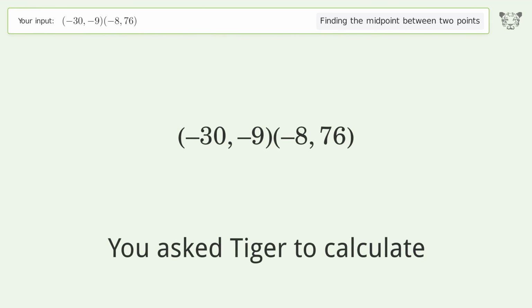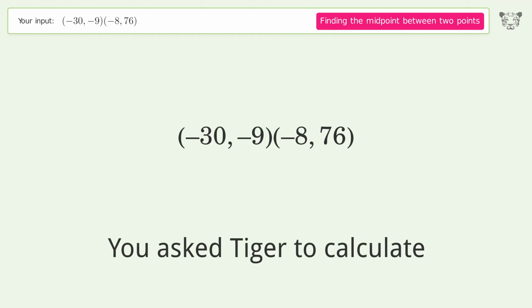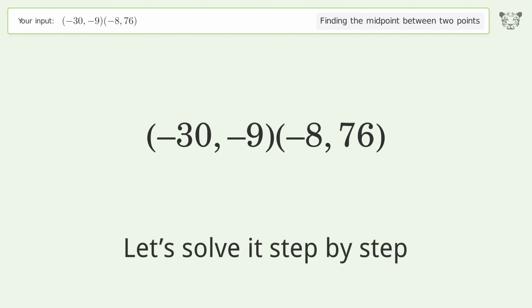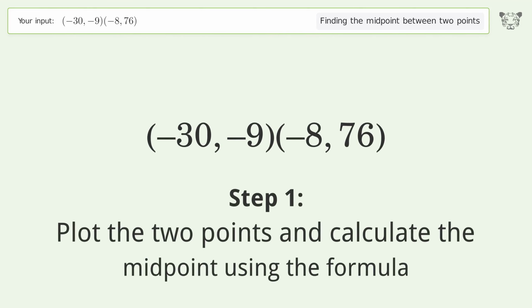You ask Tiger to calculate. This deals with finding the midpoint between 2 points. The midpoint between the 2 points is negative 19, 33.5. Let's solve it step by step. Plot the 2 points and calculate the midpoint using the formula.